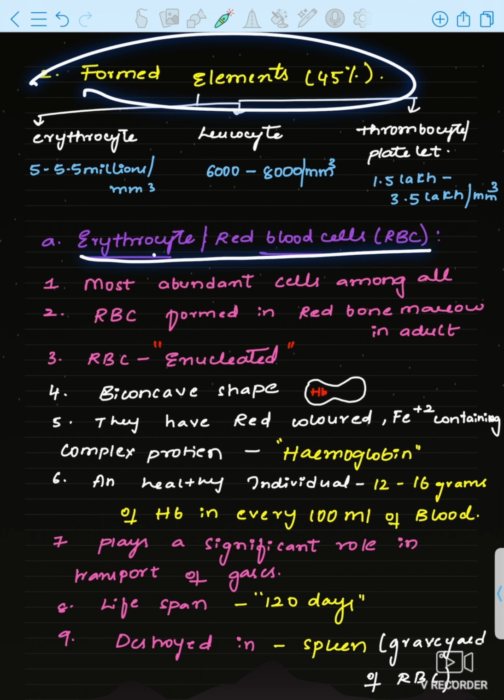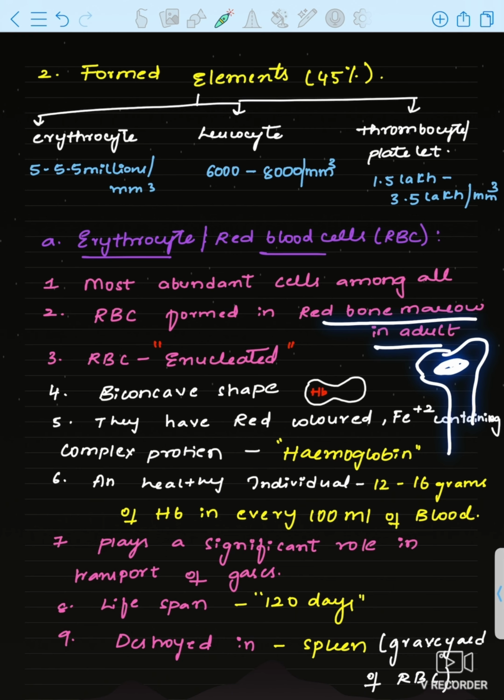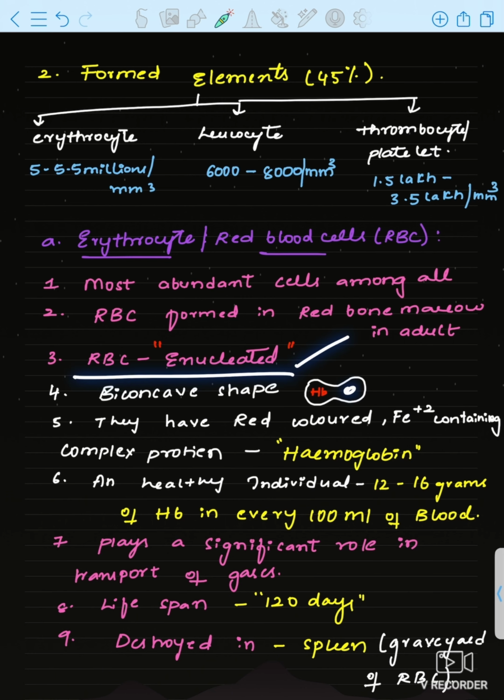Now let us discuss in detail the formed elements. First, the erythrocyte, that is RBC, red blood cell. Red blood cells are the most abundant among all. Where is RBC formed? RBC is formed in red bone marrow in adults. In bones there is red bone marrow, and in this red bone marrow RBC production occurs. RBC is enucleated, it has no nucleus, and it is biconcave in shape, concave on both sides.